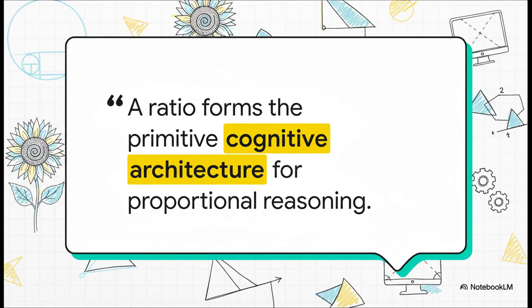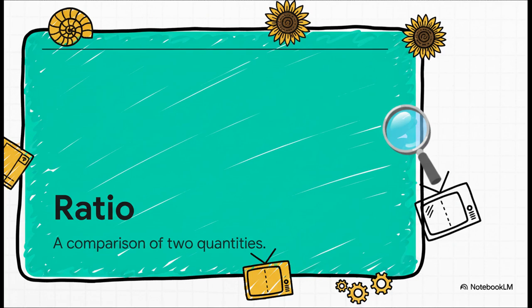What I love here is that it calls a ratio a piece of cognitive architecture. It's not just a math problem, it's a fundamental way that we think. So let's just strip away all the jargon. At its absolute heart, a ratio is just this, a comparison of two quantities. That's it. It's the mathematics of between. It's not about the things themselves, but the actual relationship between them. How much of this for that much of that?